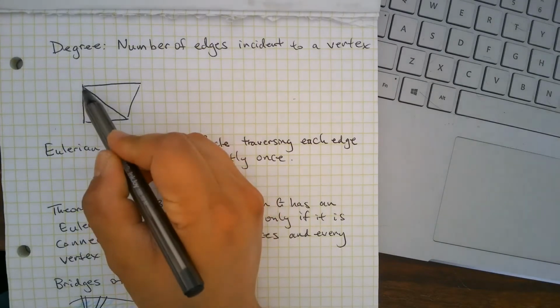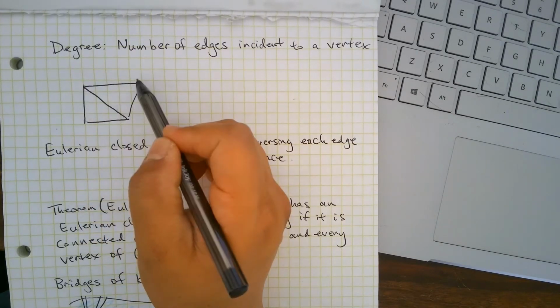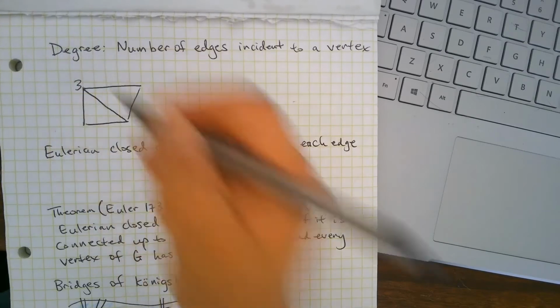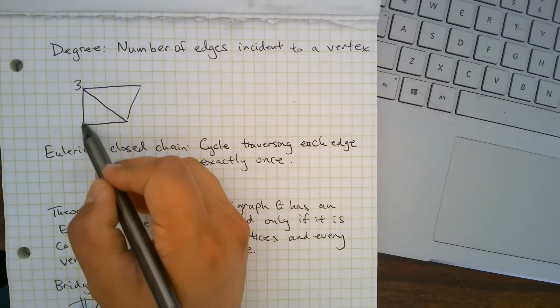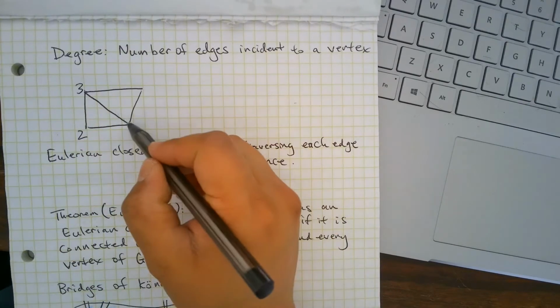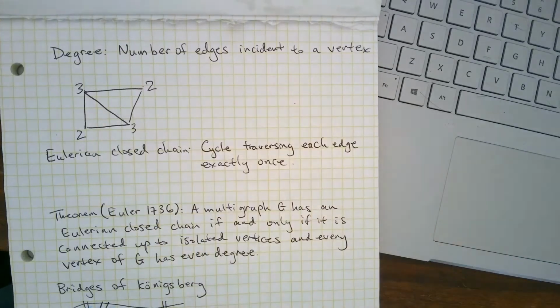So for example, this vertex in this graph, we've got 3 edges coming out of it. So that has degree 3. You can pretty easily count the other ones. This one has degree 2. This one has degree 3. And this one has degree 2.